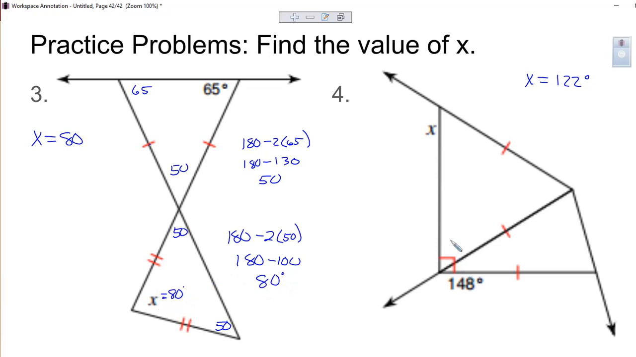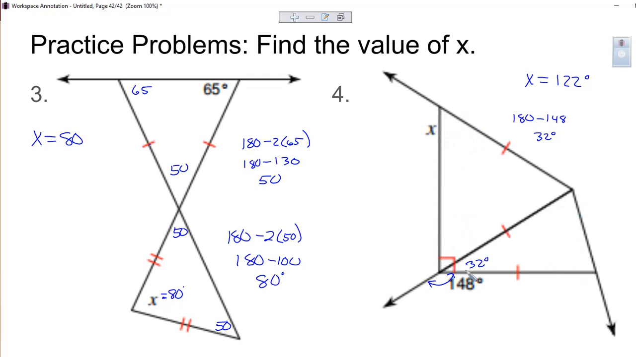So let's look at this one over here. 148 is the exterior angle from here to here. Now it forms a linear pair with this line. So this angle right here and 148 should add up to equal 180. So we'll start off by taking 148 and subtracting it from 180. That's going to give us 32 degrees. So that means that this angle right here is 32 degrees. Now we don't have to find the base angles of this because we're going to try and find this angle here.